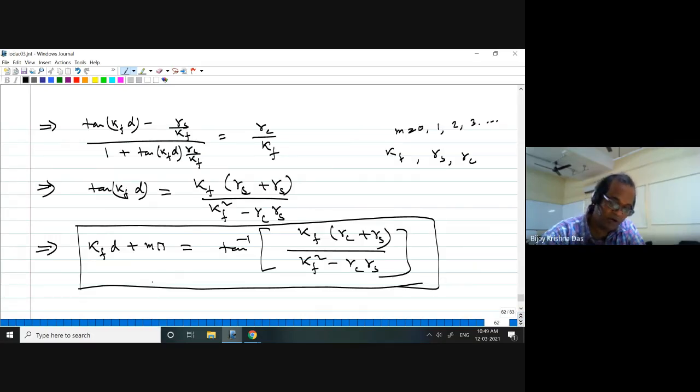So from here, the only unknown is N effective. N effective, M can be solved. Right? M equal to 0, you can get one N effective. M equal to 1, you get another N effective. That means in this process, all the unknowns could be found out. Solutions.